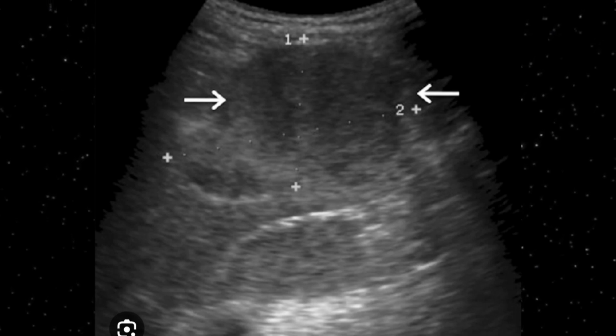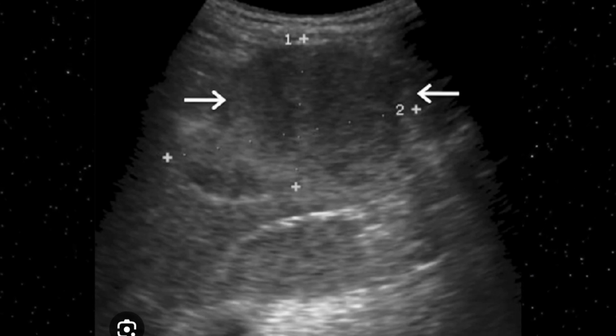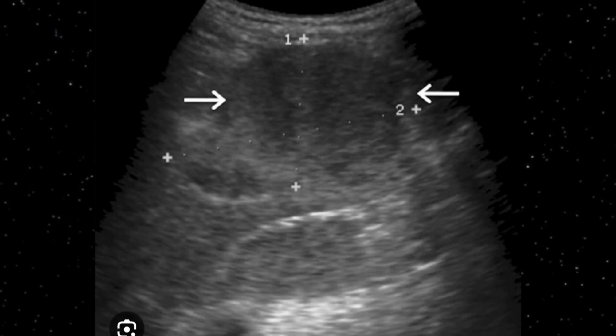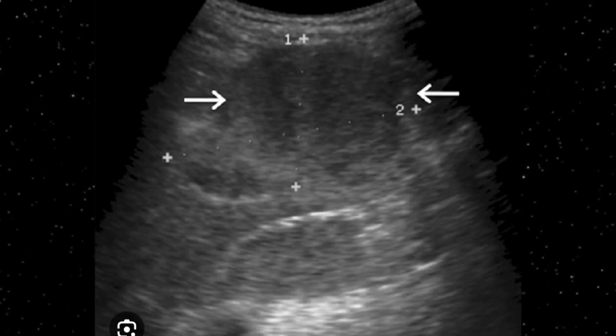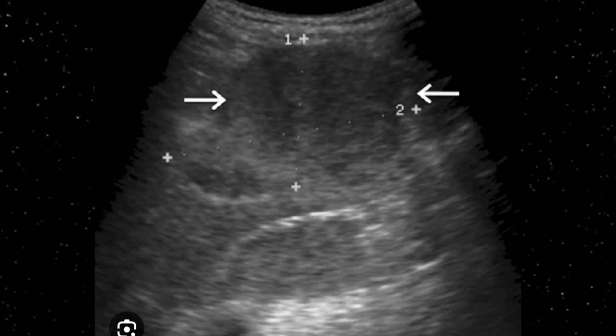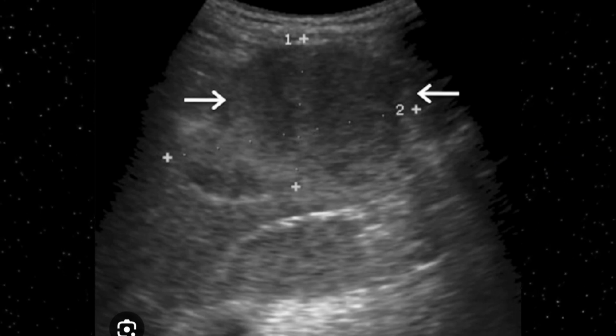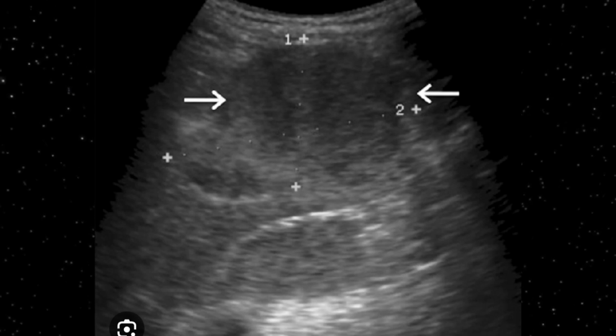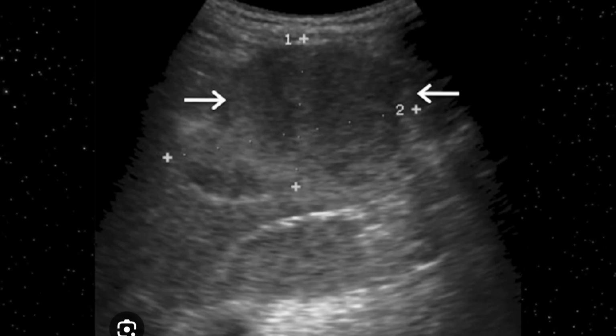Hepatic adenoma can be either isoechoic or hyperechoic, so it may appear in both patterns, and besides this there may likely be central scarring. However, scar is not visible in this image, but there is a likely chance of scarring in hepatic adenomas.